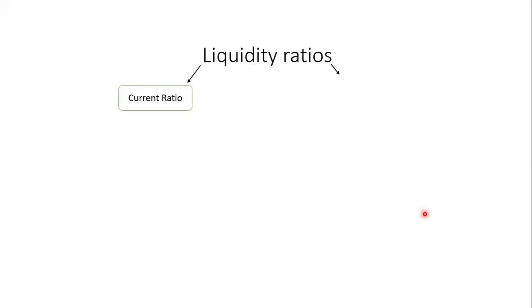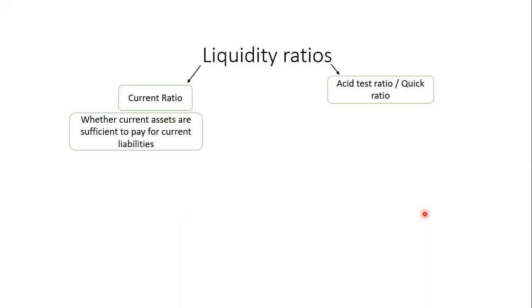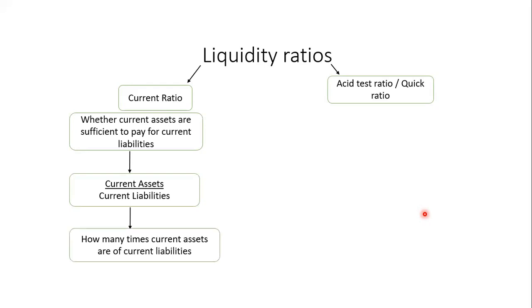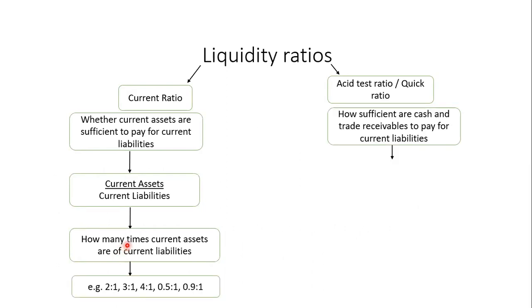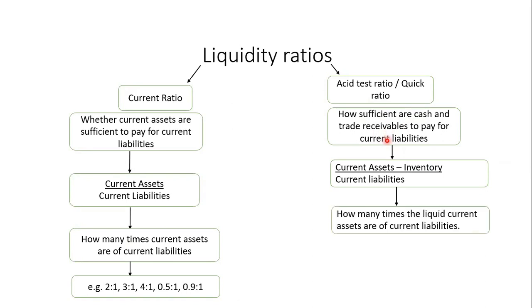Again, there are two ratios, current ratio and quick ratio. Quick recap, these ratios tell you whether the business is able to pay short-term liabilities. The formula is current assets divided by current liabilities. How many times are the current assets of current liabilities? This is what this ratio tells us. Quick ratio is just going to focus on whether we have enough cash or trade receivables. We are going to take inventory out just to see whether our liquid assets are able to pay the current liabilities. So again, the answer will be expressed as ratios, as fractions.